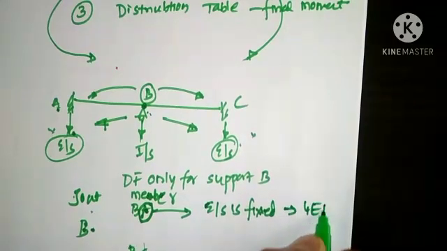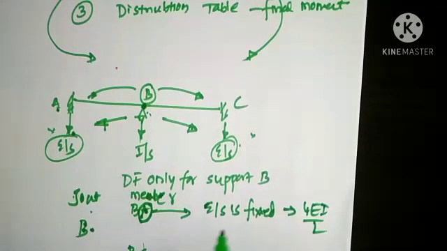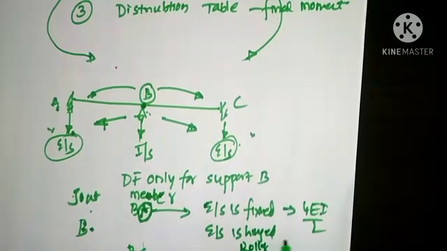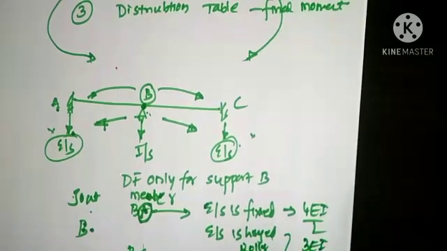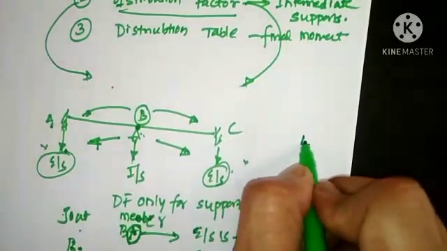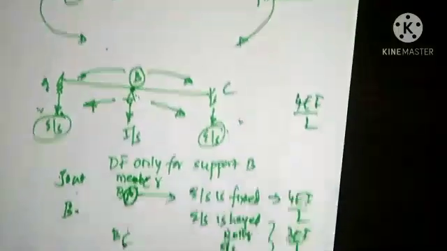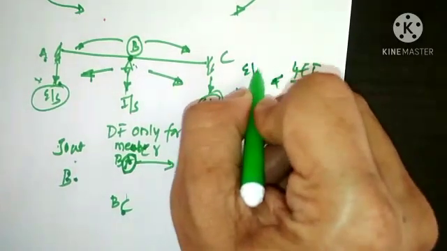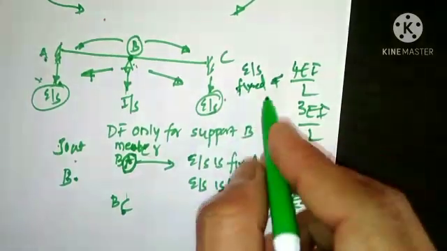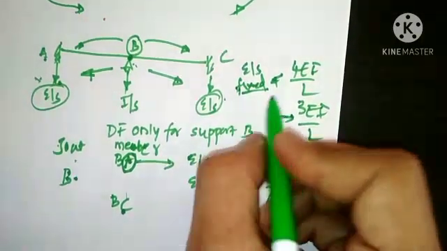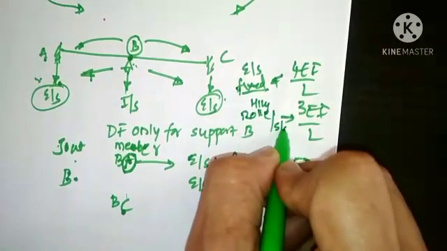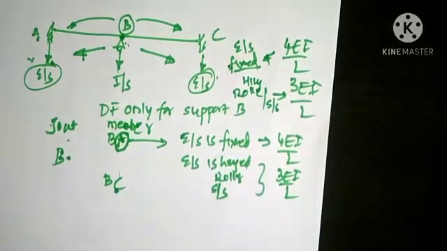the formula will be 4EI by L. Likewise, if the end support is hinged, roller or simply supported, then the formula shall be 3EI by L. So basically there are two formulas that come into the picture: one is 4EI by L, the other is 3EI by L. 4EI by L is used when the end support is fixed. For any support other than fixed, whether hinge, roller or simply supported, the formula shall be 3EI by L.